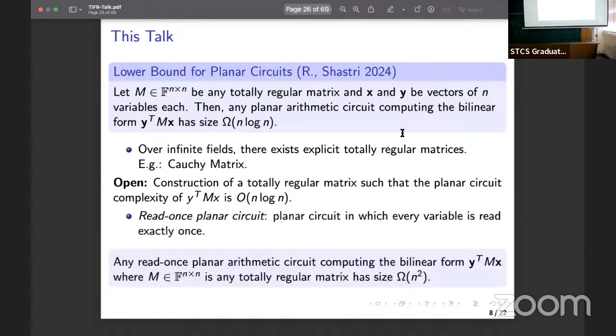So this seems open-ended. Similar to the Boolean setting, you can also restrict the circuit to read every variable exactly once. You read-once planar circuit polynomial. And you can ask if you restrict the circuit to be read-once planar, can you improve the lower bound? Then you can get from n log n to n squared for the same bilinear form y transpose Mx where M is totally regular. In this talk, we'll try and prove this statement: any read-once planar circuit computing the bilinear form y transpose Mx, where M is totally regular, must have size omega of n squared.